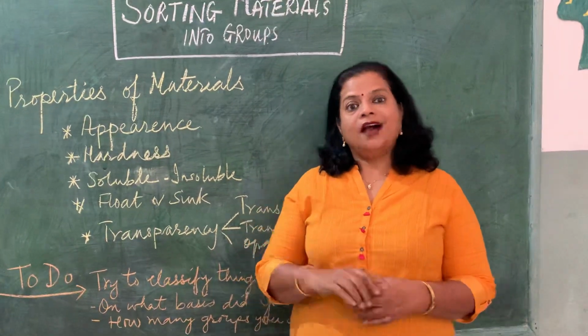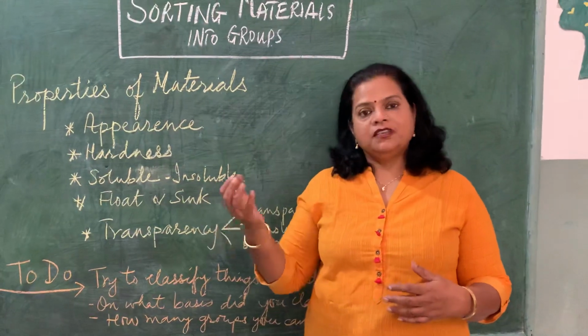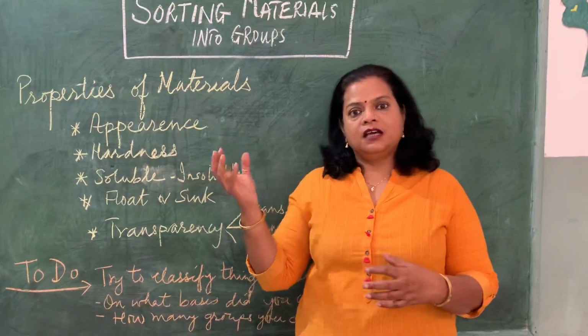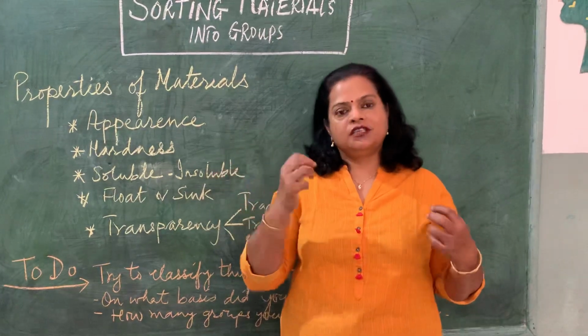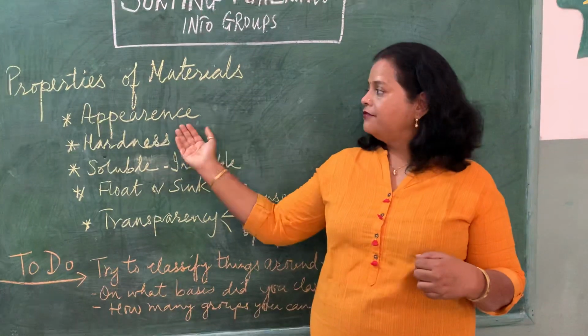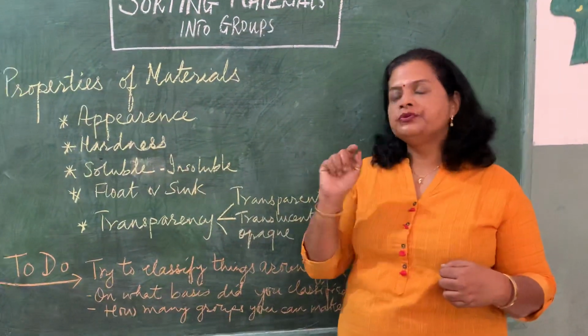So let's take the appearance. What do we mean by saying appearance? That is how it looks. If it is hard, if it is soft, or if it is lustrous, or it is dull. So that is the appearance of the material. You can classify it. I have not given the examples out here. That is the work for you to do.